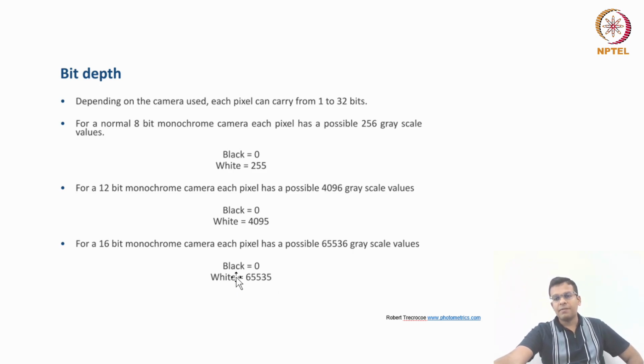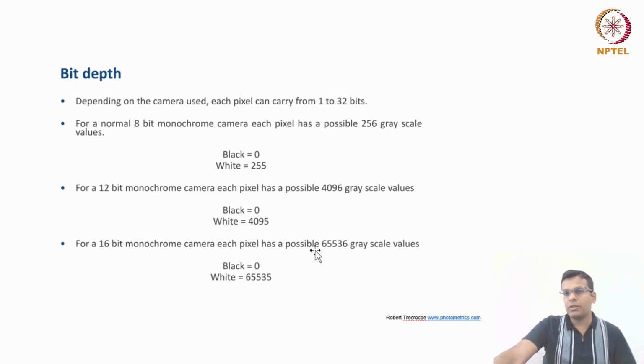So 65,536 grayscales can be represented in a 16-bit monochromatic camera image. And these days, most of the advanced microscopes which are generally used for highly sensitive and highly quantitative applications use the 16-bit camera. Okay.